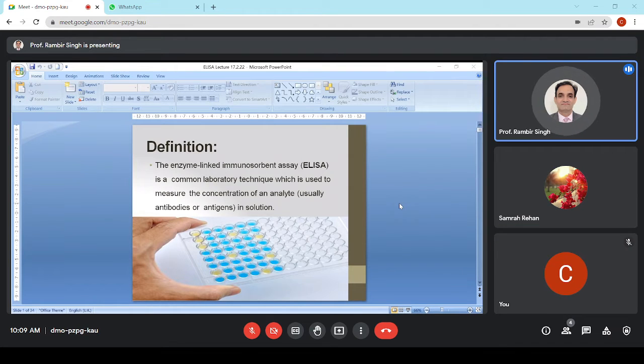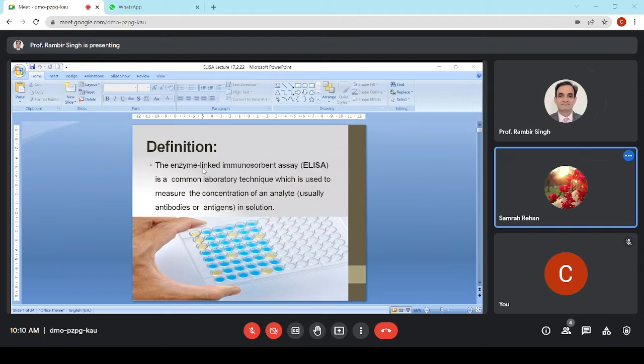When I said immunosorbent, it means that any of these antigenic molecules, antigen or antibody, is adsorbed inside a plate, a polystyrene plate. Since it is adsorbed, it is on the surface of the plate. That's why we call it immunosorbent, right? And that immune molecule is linked with an enzyme, which works as a reporter enzyme. How do we know whether the molecule is present or not, and how much quantity is present? Then we link it with the enzyme. That's why the technique is called enzyme linked immunosorbent assay.